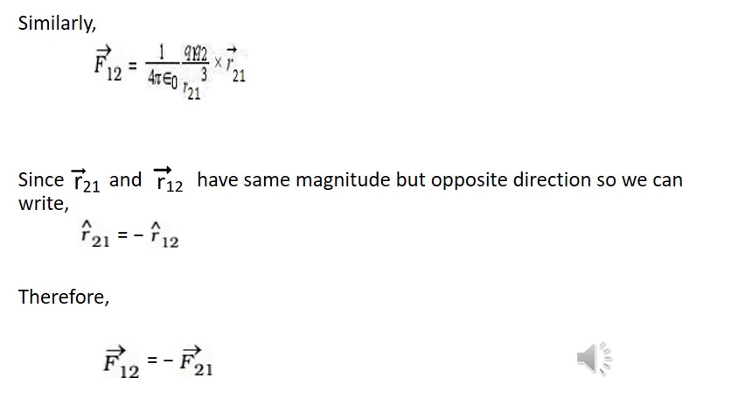Therefore, we can write the unit vector R21 is equal to minus unit vector R12. By putting the value in one of the last two equations of force, we will get F12 is equal to minus F21. And hence we can say that Coulomb's law obeys Newton's third law of motion.